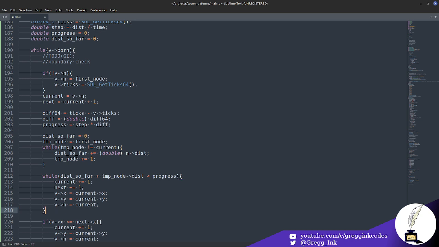Okay, so basically, if the distance so far and the node it's currently on, because it's going to go through the node until it has gotten to the current one. If the distance of that node plus the distance that's done so far is smaller than where it should be at, then it's kind of behind on the nodes, and then you move forward with those nodes, right?